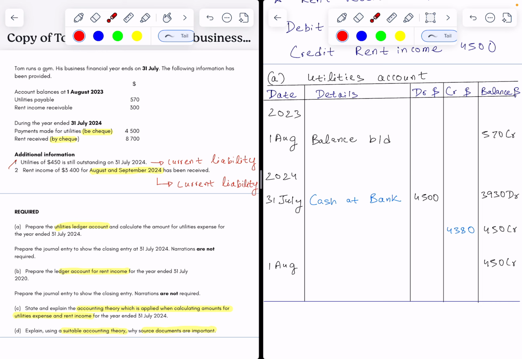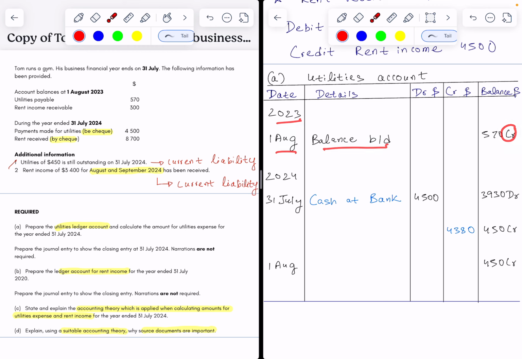All liabilities by default should have an opening balance on the credit side, which also means that when liability increases, we always credit them. Therefore, we are starting our utilities expense account on 1 August 2023 with the opening balance, which is also known as the balance brought down, and that amount is $570. And because this is a liability, the balance should by default have a credit balance. So we have 570 credit as the opening balance on 1 August 2023, simply because we have got utilities liabilities.